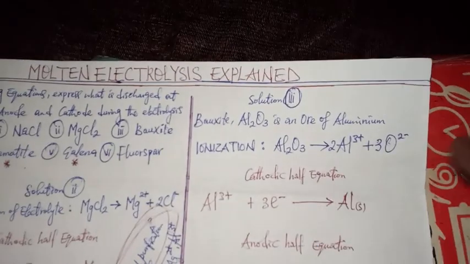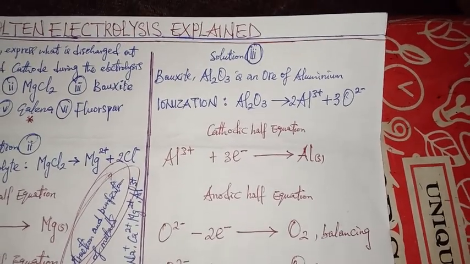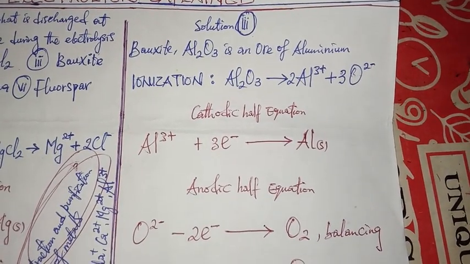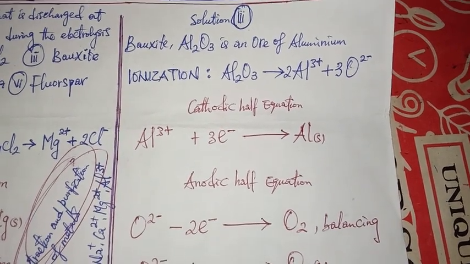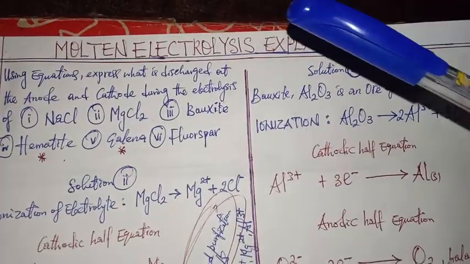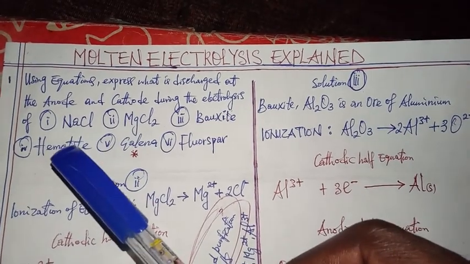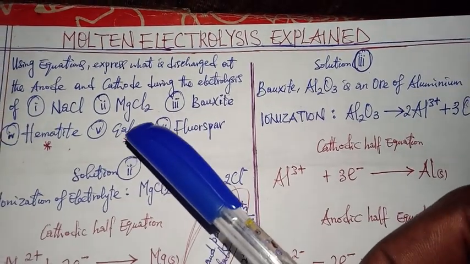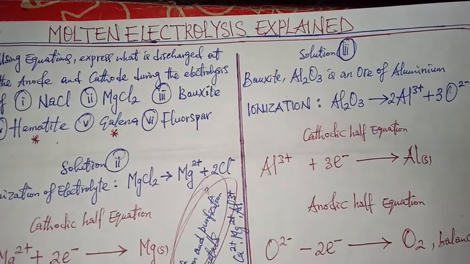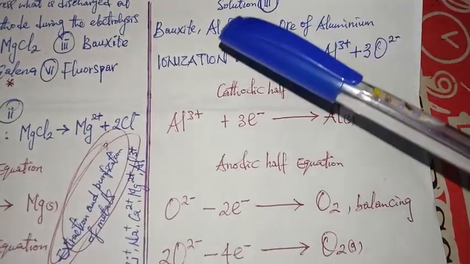Now, we continue with the next video, which is going to be solution 3, electrolysis of molten bauxite. Many metals have ores from which they are extracted. Example, aluminum is extracted from bauxite, iron is extracted from hematite, lead is extracted from galena. And these are basically the ores you need to know. There are other ones we are going to look into as we move further.